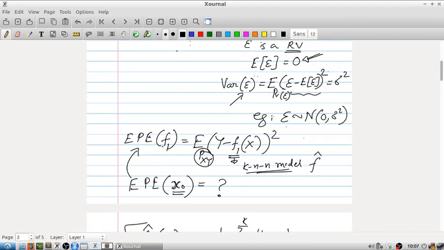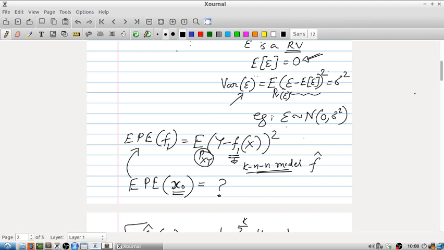That f was not a function of your training data yet. I said for any function which relates input to output, I can define an EP, which is a number that I can associate with that function. Now I'm making that function a function of the training data. So I made it a function of training data, that's fine.